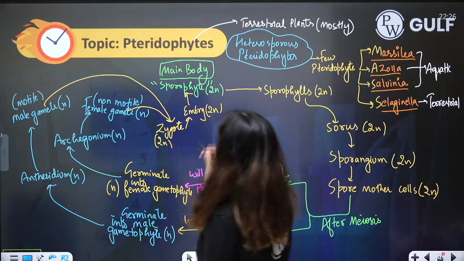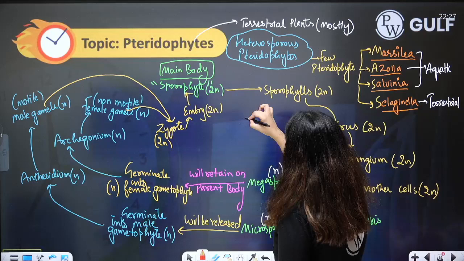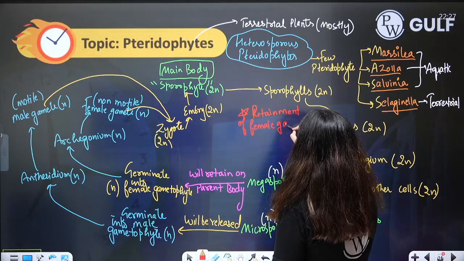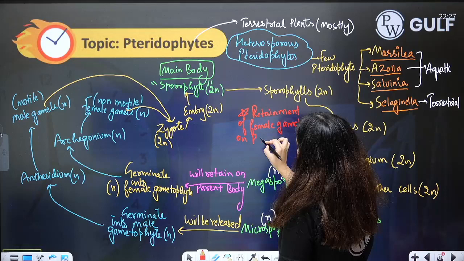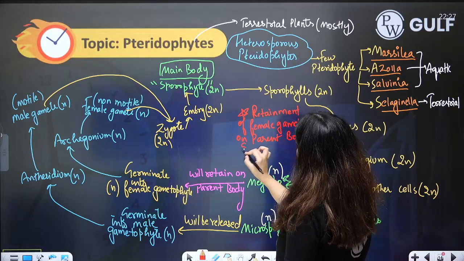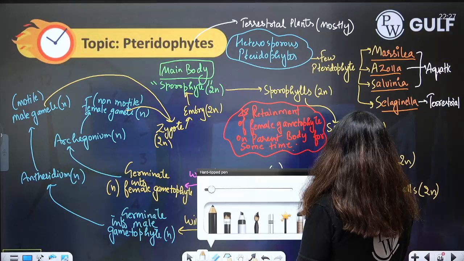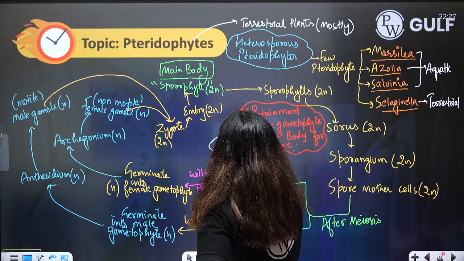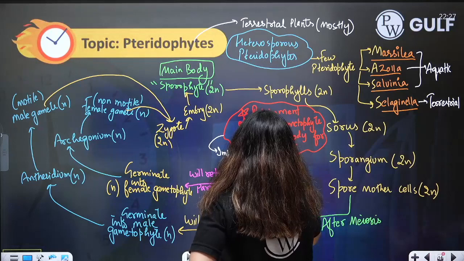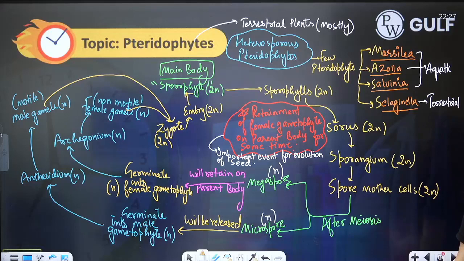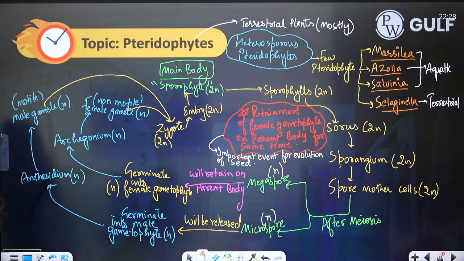So what is different here is, two types of spores are produced and there's a retainment of female gametophyte on the parent body for some time. It is an important event for the evolution of seed. Although they did not form seed, they showed us a glimpse of how seed could be formed.